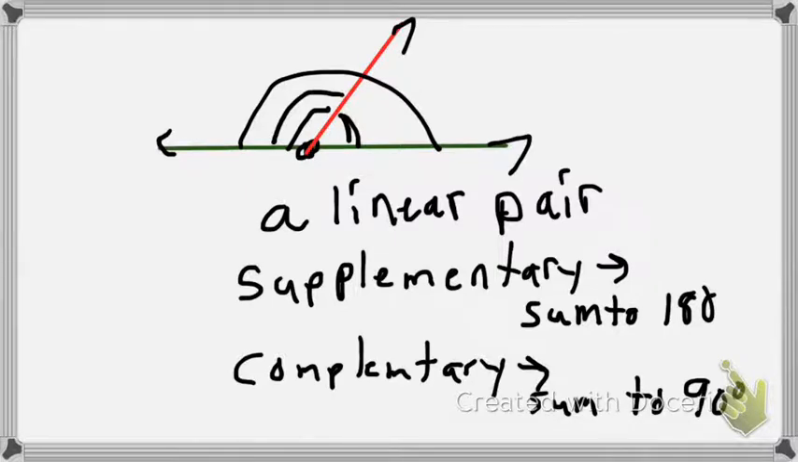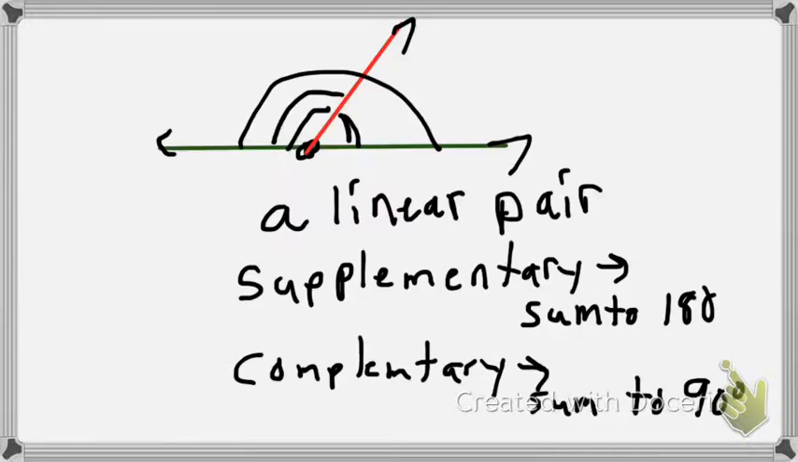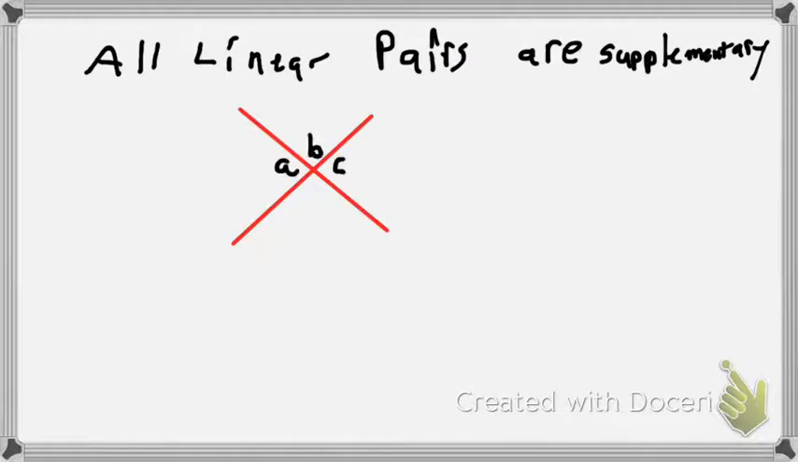So, what I'm going to do now is quickly run through, whoa, what just happened? All linear pairs are supplementary, right? That's important. Here we have our little x, and we have four angles in there: A, B, C, and D. What we're going to talk about is why vertical angles are congruent.